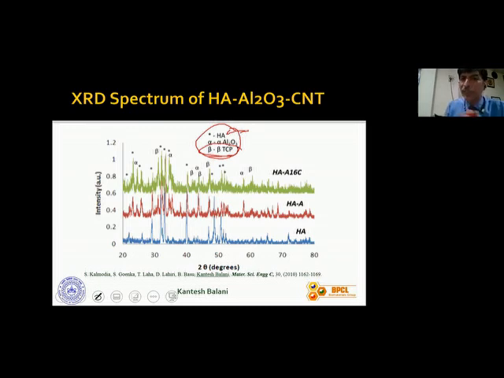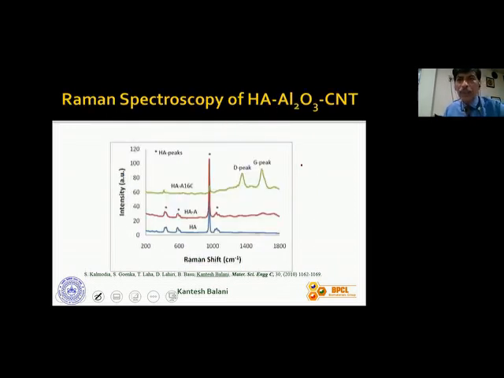So in that case, we can also control it via processing. But here our intention is not so. We are getting both alpha as well as hydroxyapatite and tricalcium phosphate in the system. So we have hydroxyapatite with aluminum oxide and with some carbon nanotube. But with carbon nanotube, we are not able to see any carbon nanotube in X-ray diffraction. So we have done Raman spectroscopy, and here we do see the defect in the graphitic peak, which matches that of the starting material.